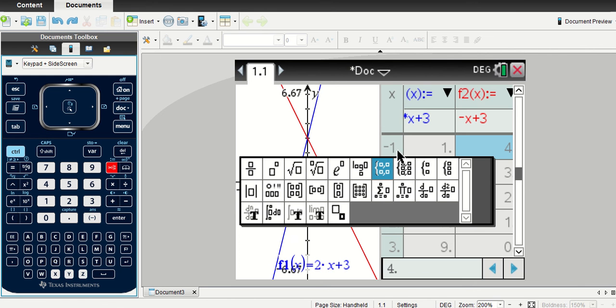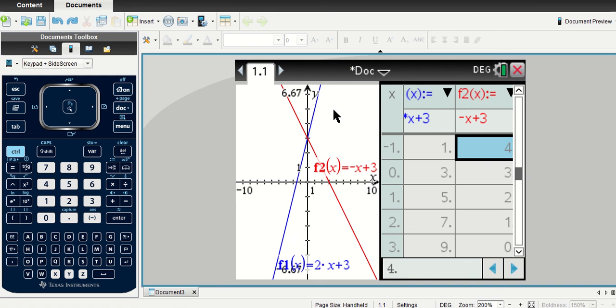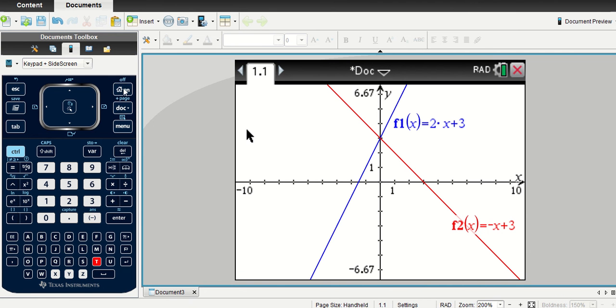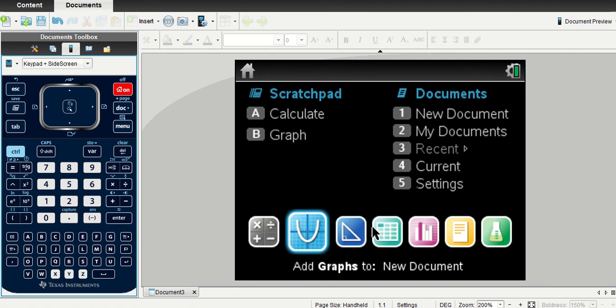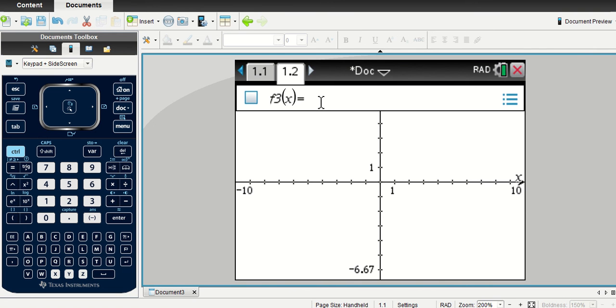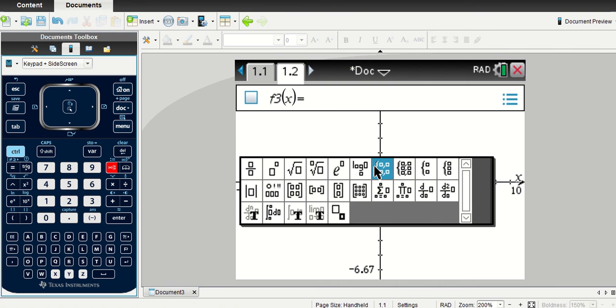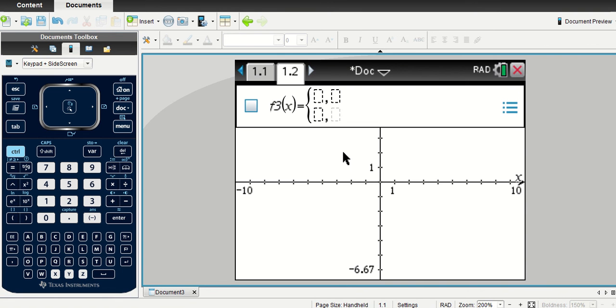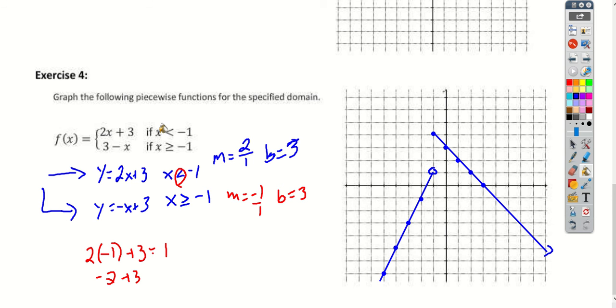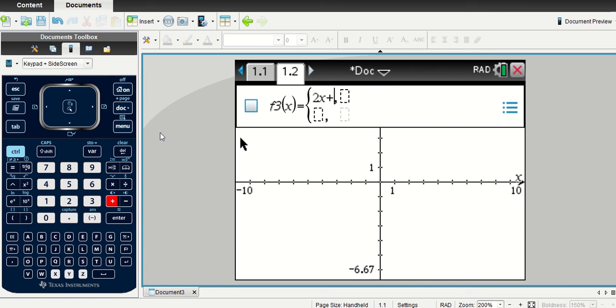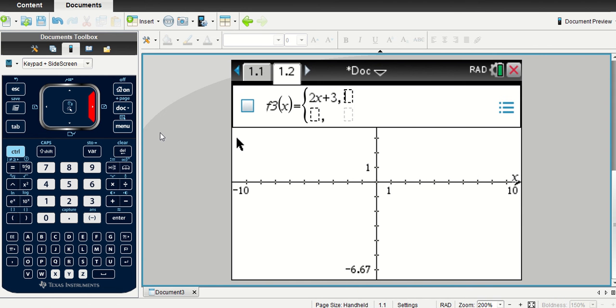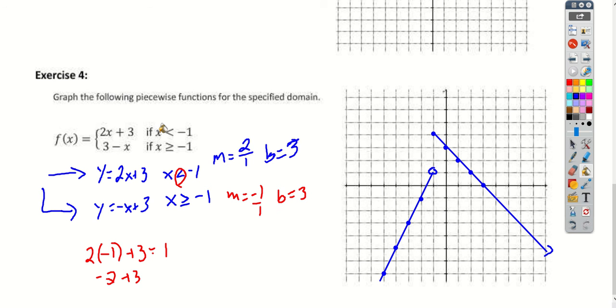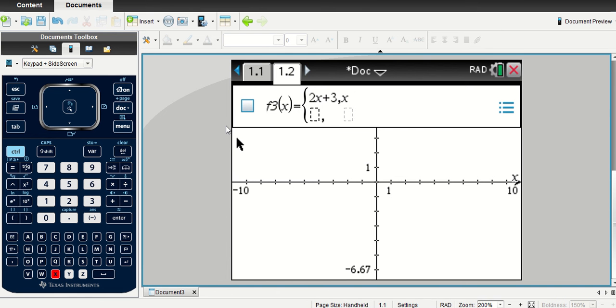So once again, we're going to open up our graphing page. We're going to press the symbols button, choose our pick, and enter in our two equations. So the first equation is 2x plus 3, and then we're going to press the right arrow to switch over into the box where we're going to put our domain, and that's x is less than -1.